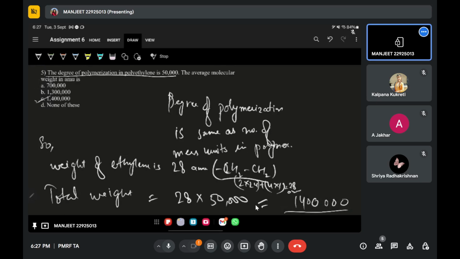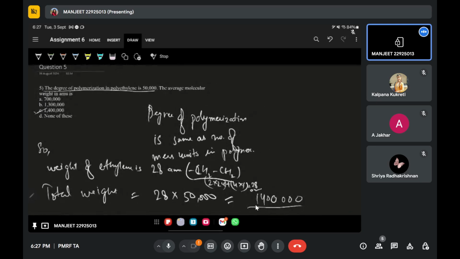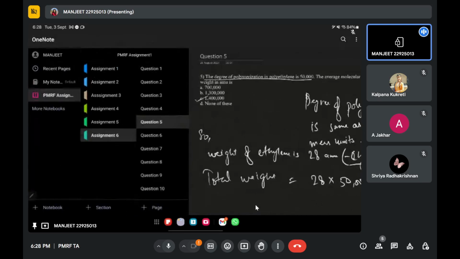Okay, you just have to find out how many mer units are present in your polymer. So if you know the average molecular weight of the one mer unit, then you can multiply that by the number of mer units. That will give the total average molecular weight of the polymer. Okay, let's move to the next question.